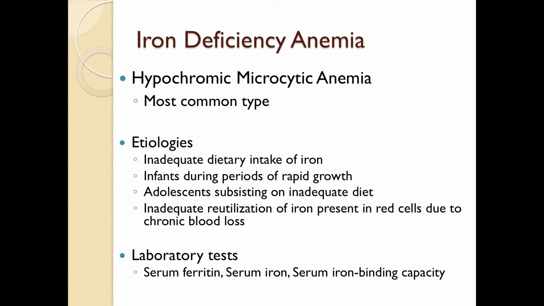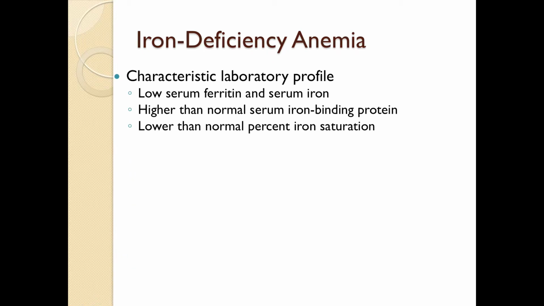So you want to order those tests. You want to know how much is in the stores, how much is in the blood, and how likely the blood is to take up iron when it's given. So a characteristic lab profile would be low serum ferritin. And remember, ferritin is stored iron, which means the body has already run through its stores.